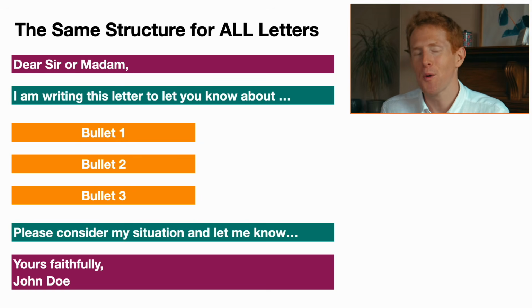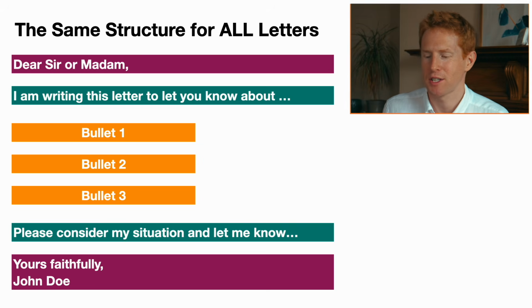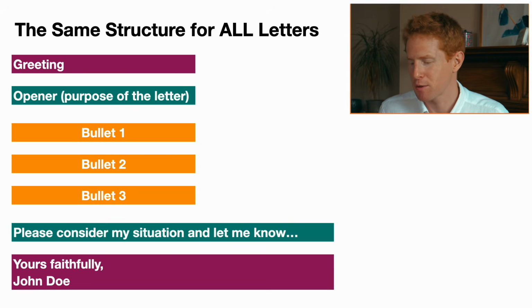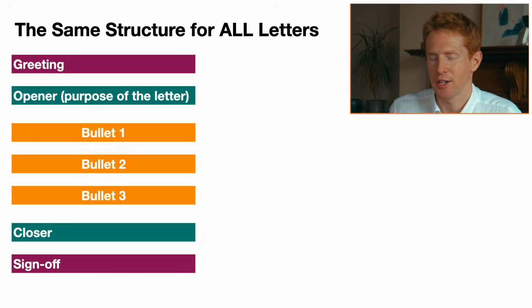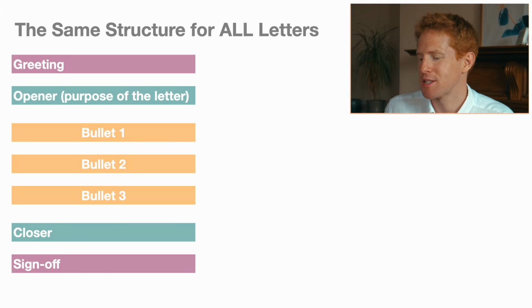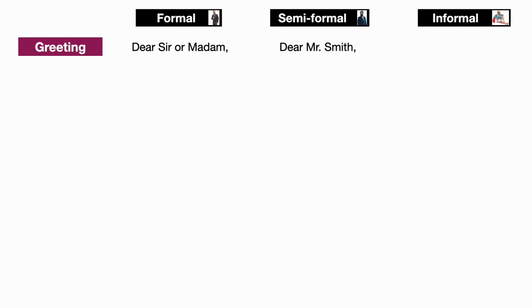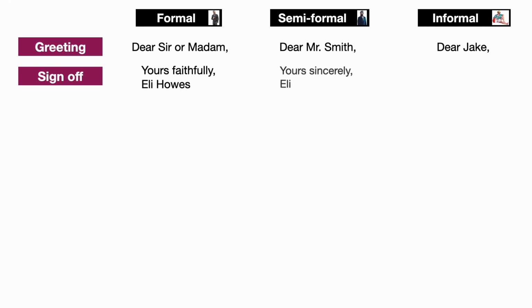Okay, so remember, all letters have the same structure. They have the greeting, the opener, the 3 bullet points, the closer, and the sign-off. However, there are differences between formal, semi-formal, and informal letters. Let's look at them now. So the first difference is with the greeting. In formal letters, you're going to say something like, Dear Sir or Madam. In semi-formal, Dear Mr. Smith, so straight to the surname. And informal, we'll go straight to the first name. The sign-off will also be different. Yours faithfully, Eli Howes. Yours sincerely, Eli, or all the best, Eli.